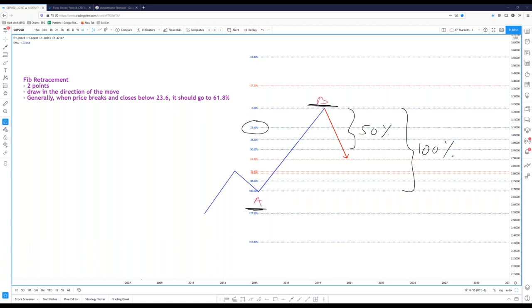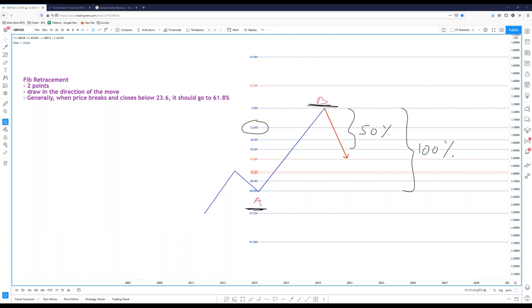Hi, Izu. I see your question over here. Which is the best level to enter, and on which level? Now, it really depends because you have to look at your analysis as a whole. You don't just blindly enter on any level.